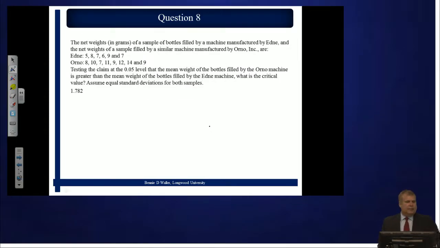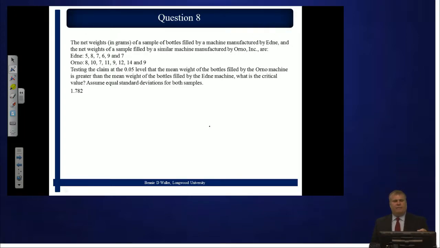Now, this one is going to take you, and what I would encourage you to do is what I did: I used an Excel spreadsheet and calculated it, but let's just read through it. The net weights and sample of bottles filled by machine by Edna is so forth, and the other filled by a similar machine is so forth.